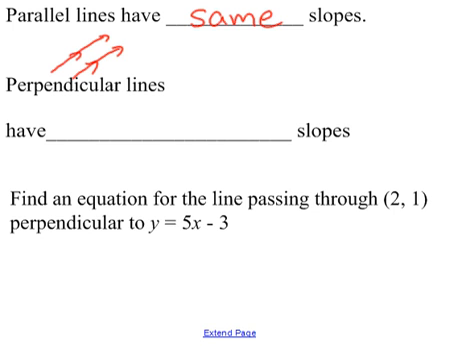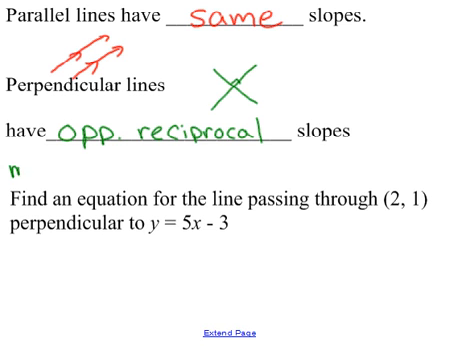Perpendicular lines are special in the way that they cross as well. They cross at a 90-degree angle. And we also know something about their slopes. We know that they have opposite reciprocal slopes. Now what's that mean?